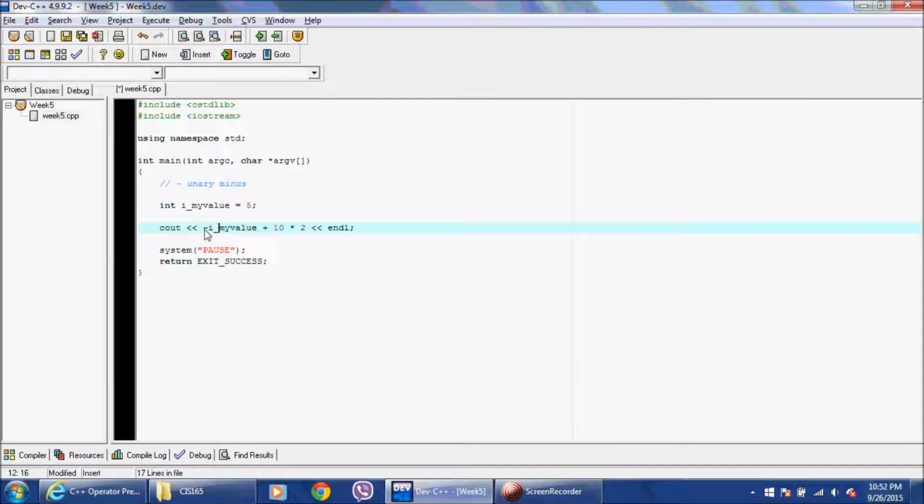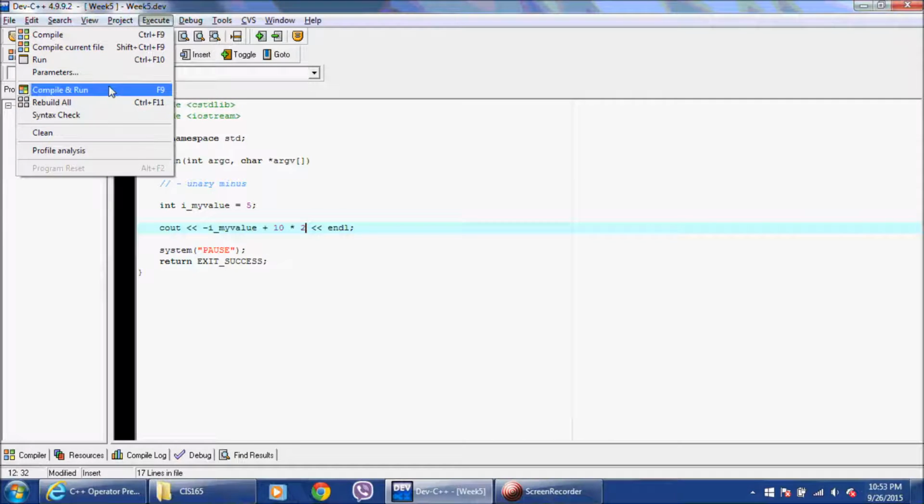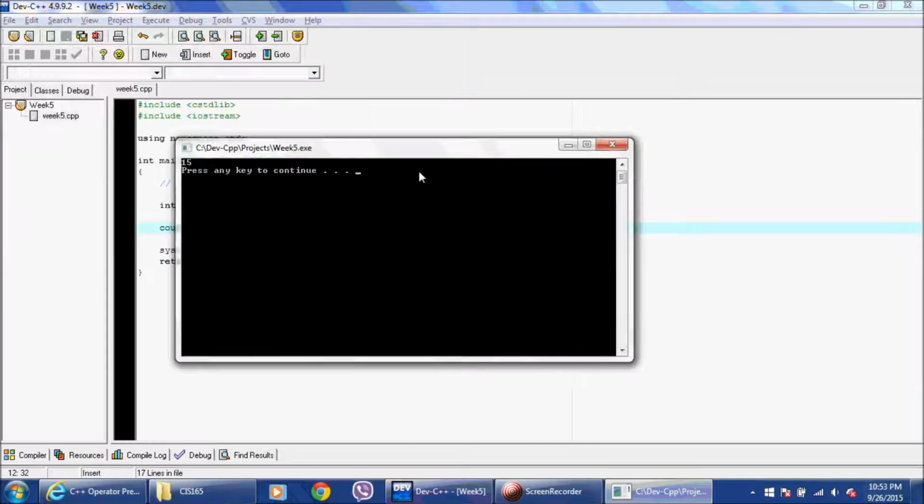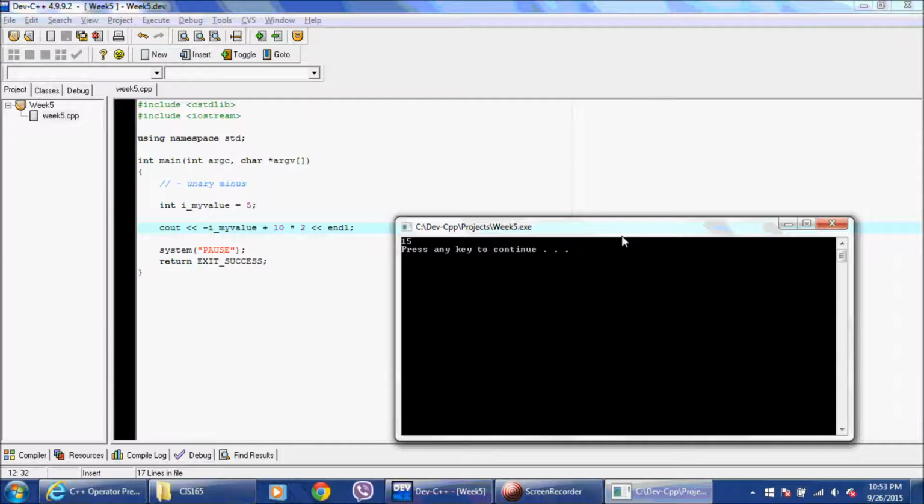Okay, so what's going to happen with this expression, the way it's going to be evaluated, is it's going to first negate my value to negative 5, and then it'll do 10 times 2 plus negative 5, which would give you, that's 10 times 2 would be 20, 20 plus negative 5 would be 15, right? So let's try that, and there you go. You have the value of 15.